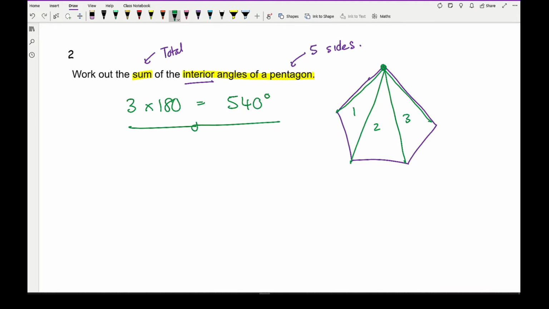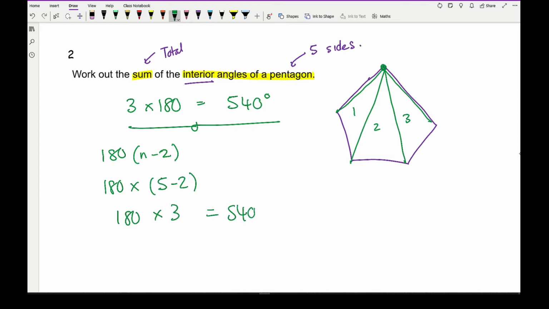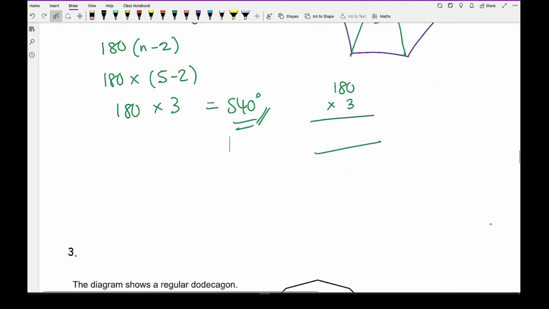Alternatively, you could use the formula, so it's 180 times n minus 2. The number of sides in a pentagon is 5, so I've got 180 times 5 take away... I keep saying the answer, I don't know why, it's annoying. So here I've got 5 minus 2, which is 180 times 3, which again gives me the answer of 540 degrees. Now again, if this was on a non-calculator paper, then all I need to do is do 180 times 3, work it out, and I should get the answer of 540.